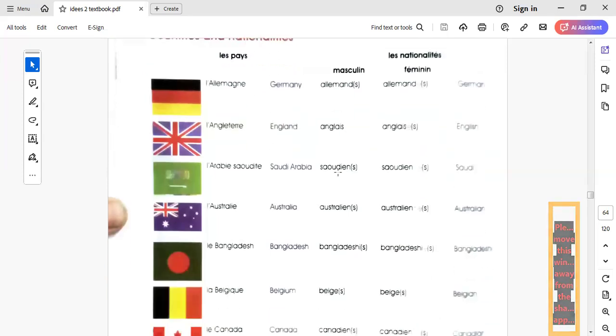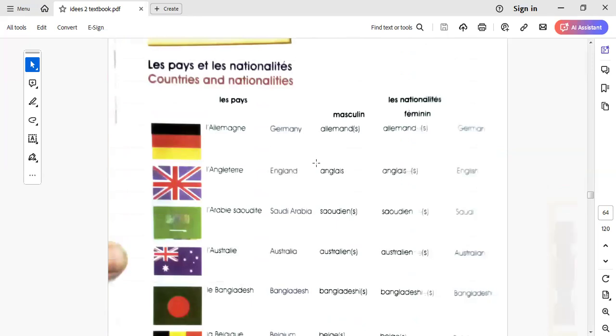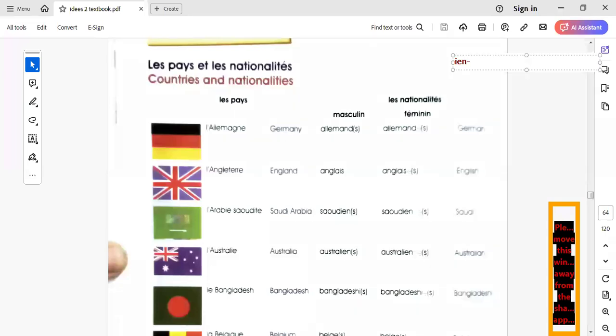So here we have a long list of countries and nationalities that one should know. The masculine form you all have to learn, and the feminine we change according to this. Generally, the rule is we add E to make it feminine, but if a nationality is ending with IEN, we change it to IENNE. So we double the last N and then add an E to make it feminine. And the plural form, similarly, we have to add S, whether it is feminine or masculine. So this is how we convert it.